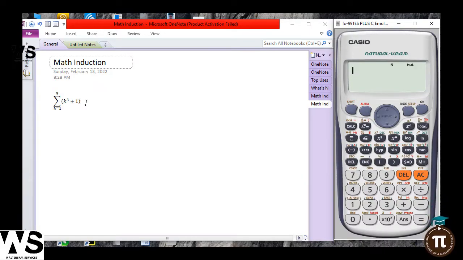Anytime you have a finite summation, that is k starting from 1 to a number like 9, 10, 11, 30, 100, once you are sure that it is not a letter, that is, it's not k starting from 1 to n, you can always use this calculator to solve it.